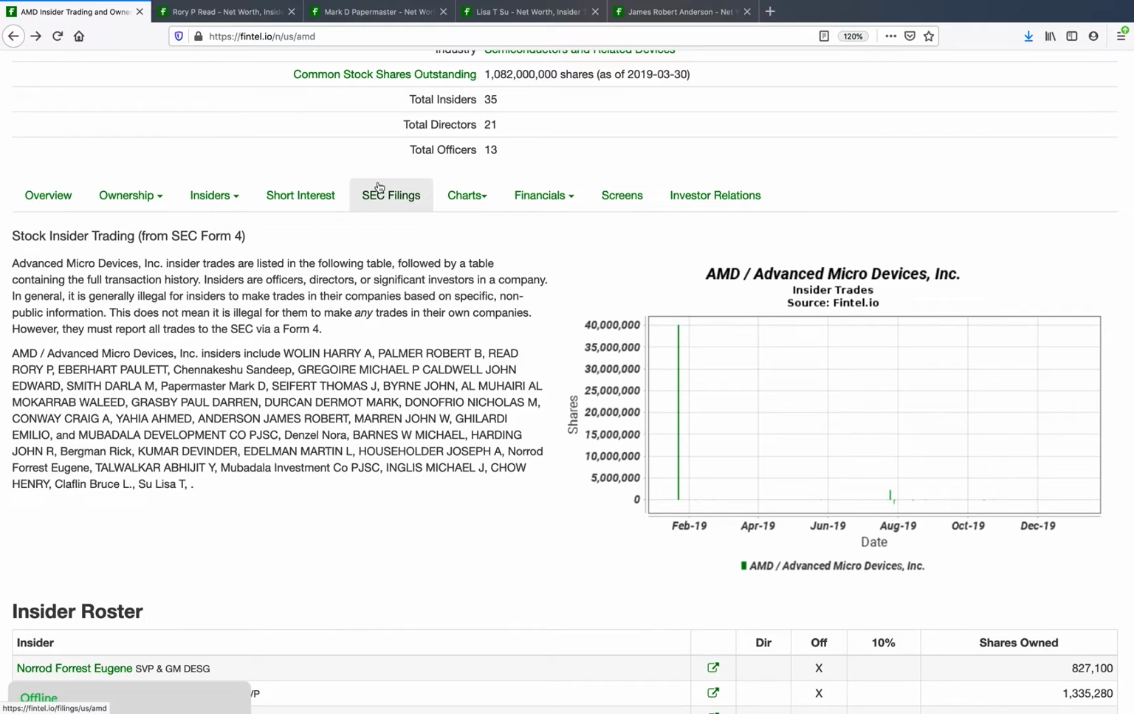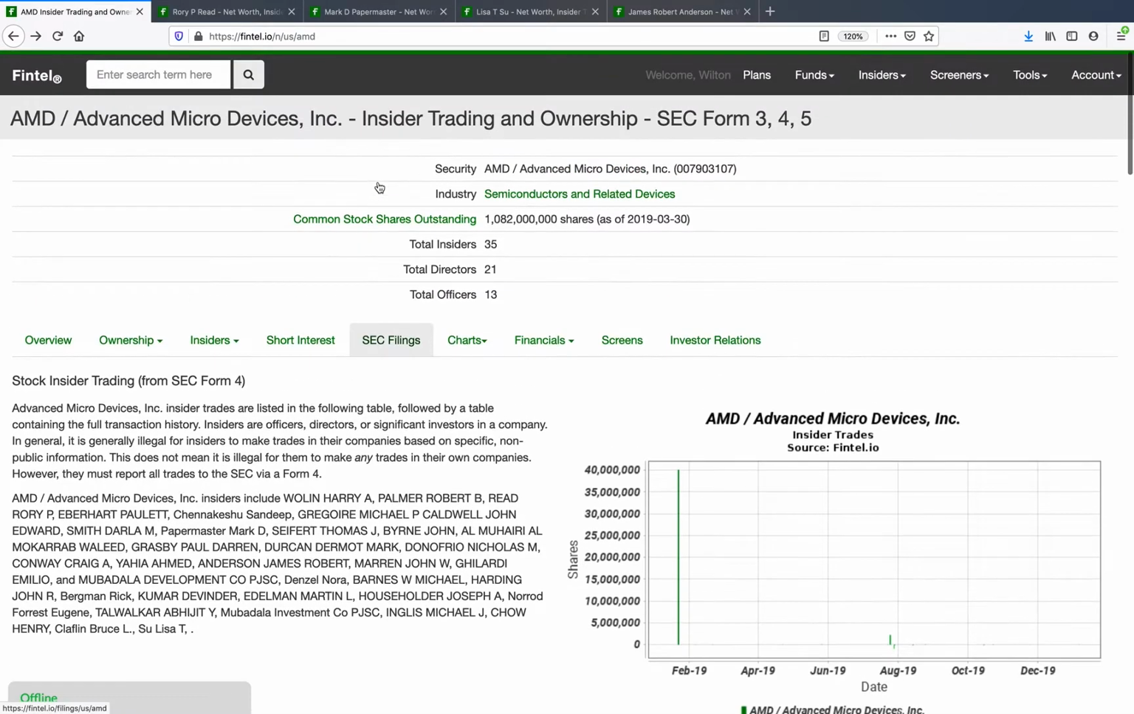Now, if a director or officer or 10% owner wants to sell shares in their company, they should be allowed to do that as long as it's not based on material, non-public information. And that's kind of what the SEC is trying to figure out whenever they track all these trades via the Form 4s. And that's kind of what we're trying to figure out as well. So let's take a look at the, I'm going to pick on AMD here.